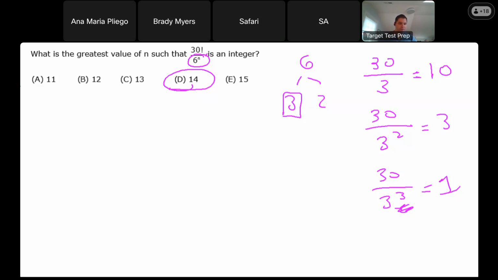Any other questions? I think a few months for DI, but if you've learned Quant and Verbal first, that's going to be a big help. Yep. Any other questions?